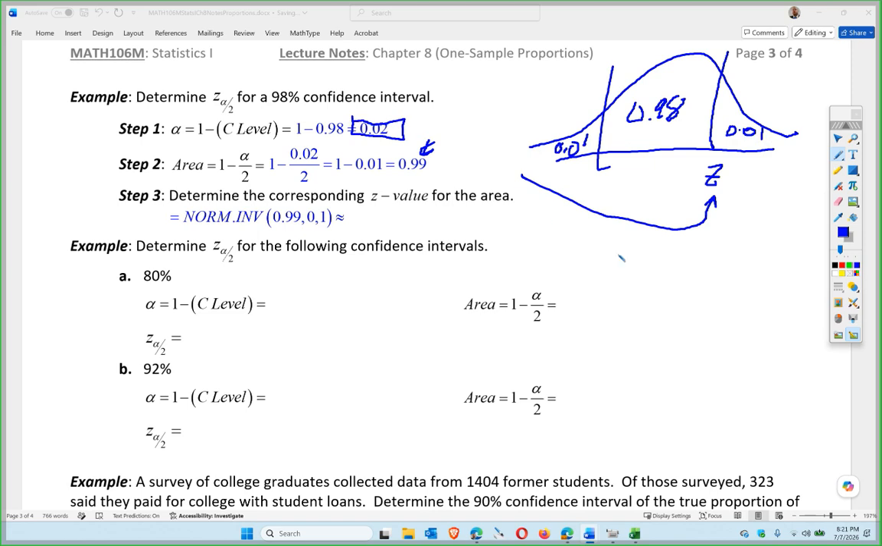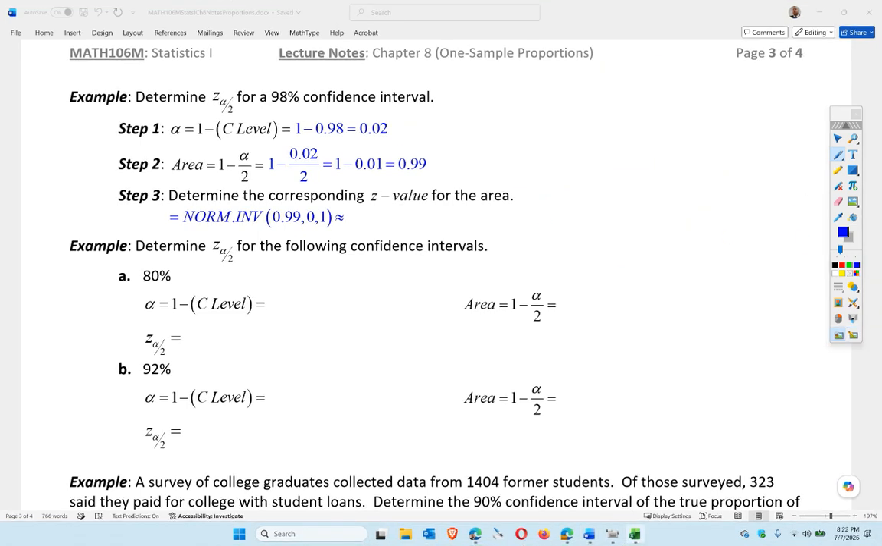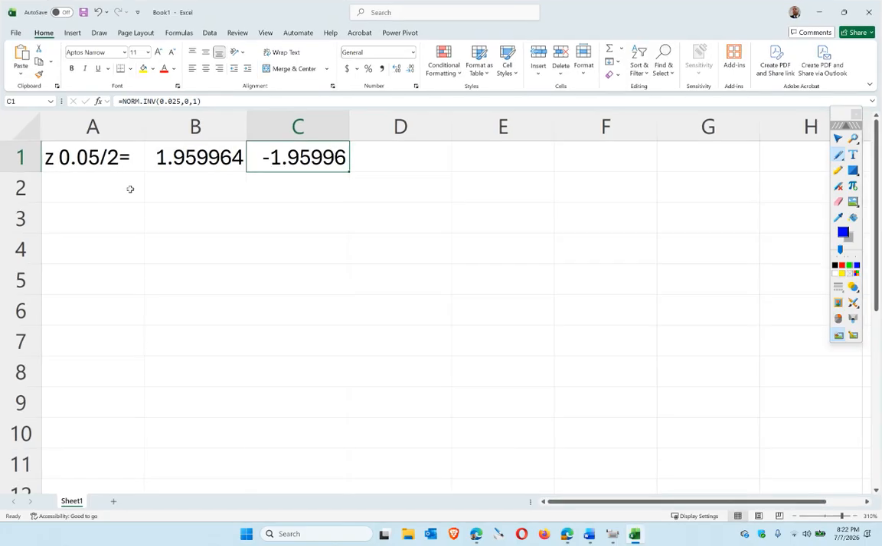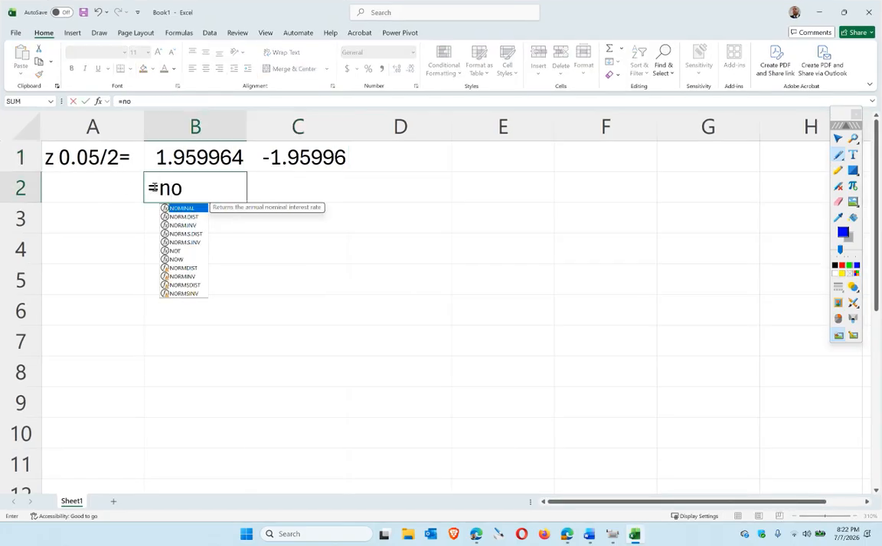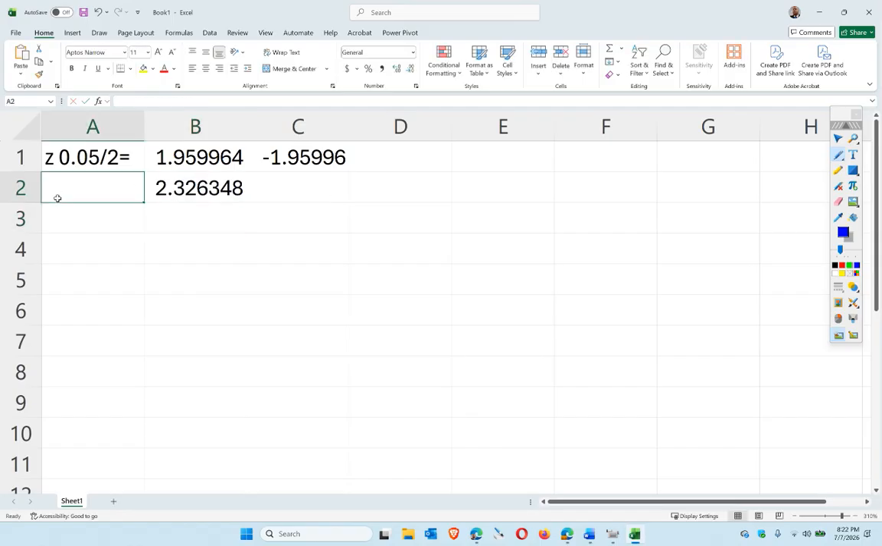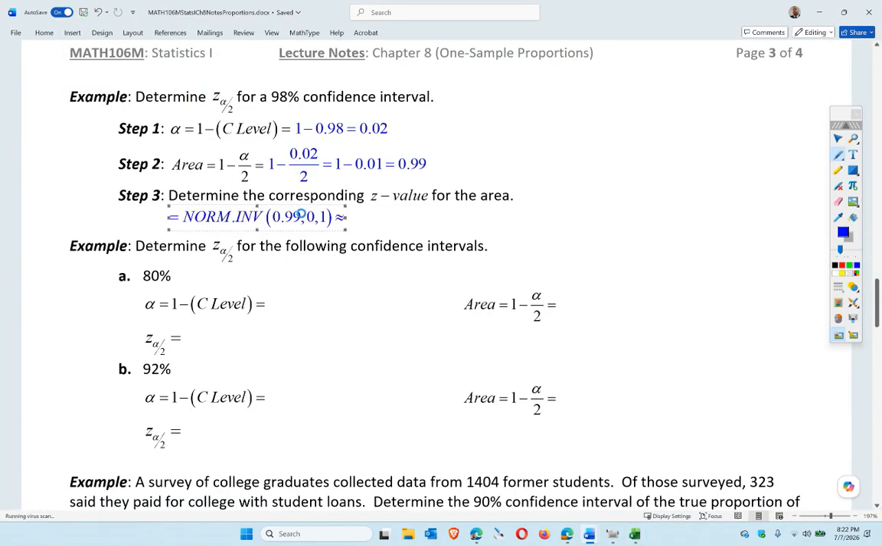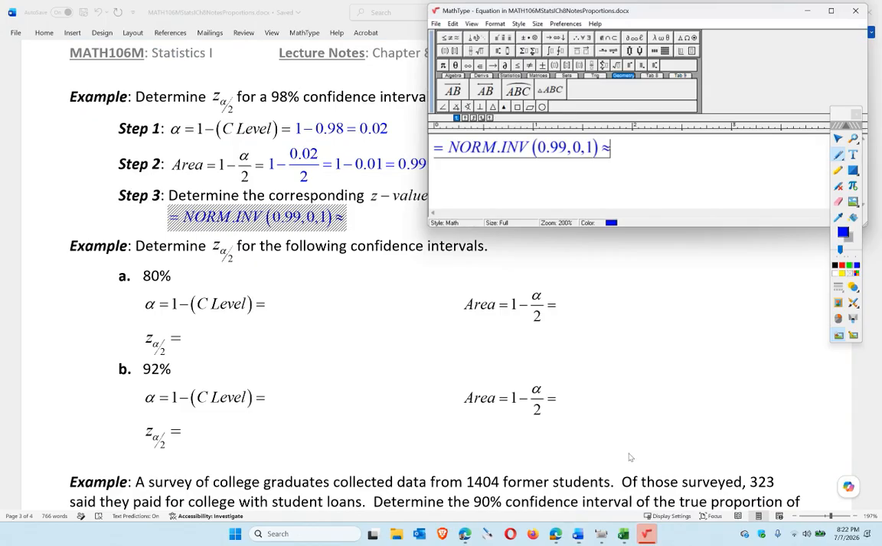Okay, so using our spreadsheet, normal dot inverse 0.99 comma 0 comma 1, that is our z 0.02 divided by 2, right, so 2.326. 2.326 dot dot dot. Close enough.